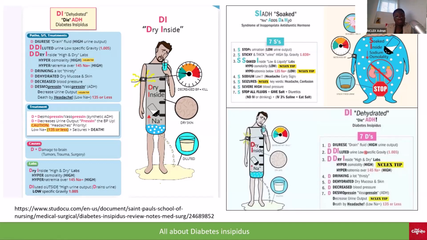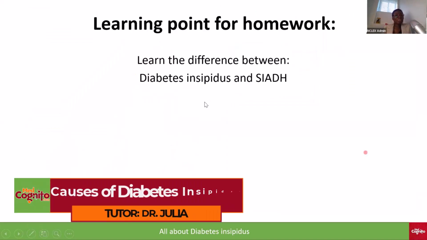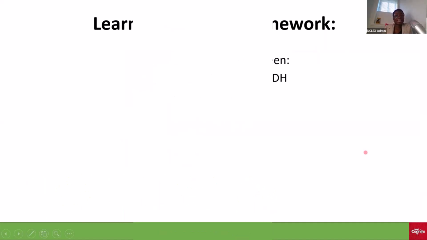So do well to revise SIADH because it is also a high yield for NCLEX. So that will be your homework, your learning point for the homework. You have to go revise and know the differences between diabetes insipidus and SIADH.